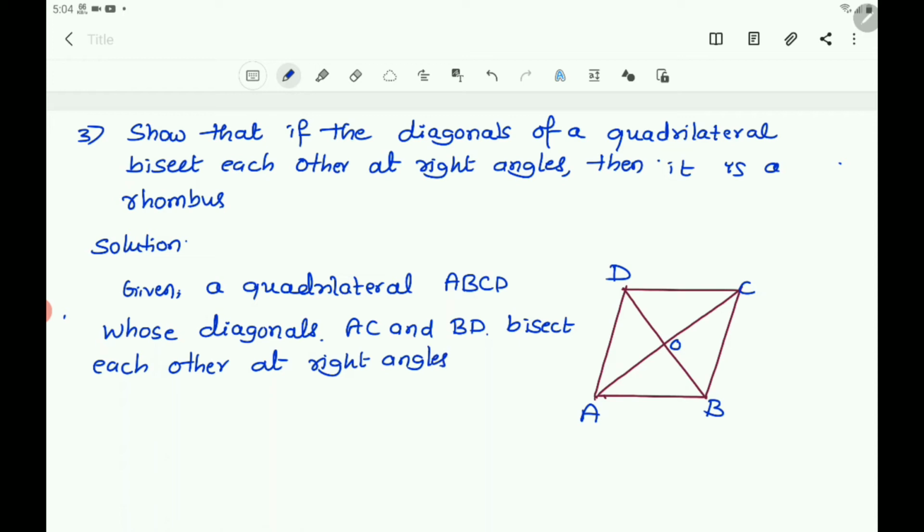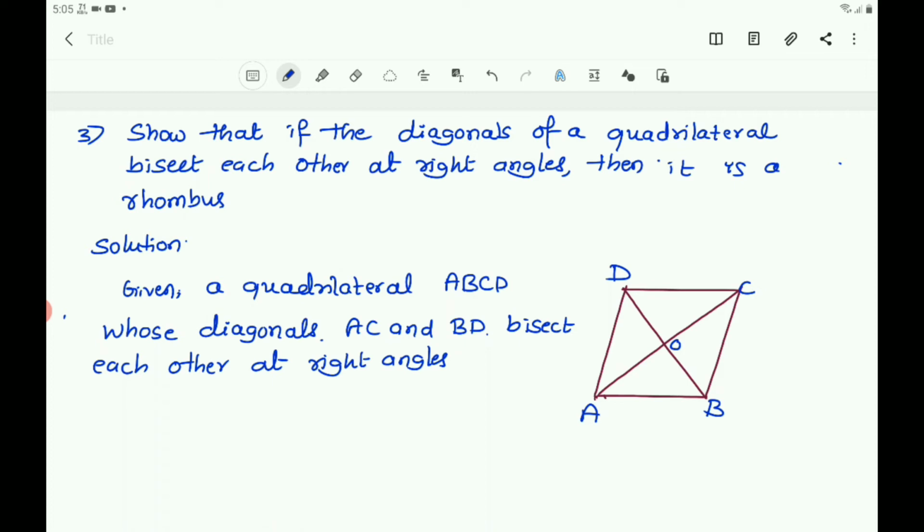Bisect each other at right angles. Here ABCD is a quadrilateral. Diagonals AC and BD bisect each other at right angles. Now O is the point of intersection of the diagonals AC and BD. And what is given here?